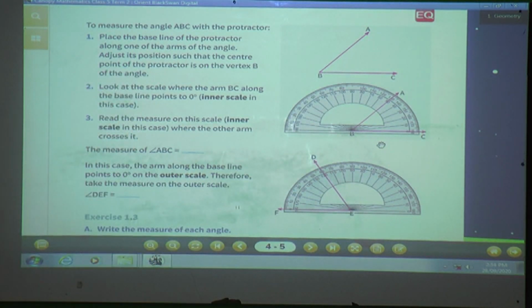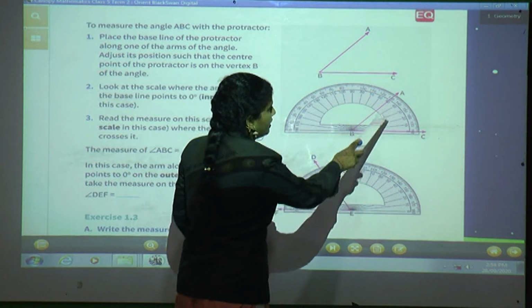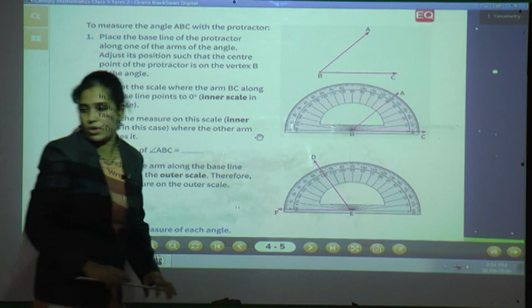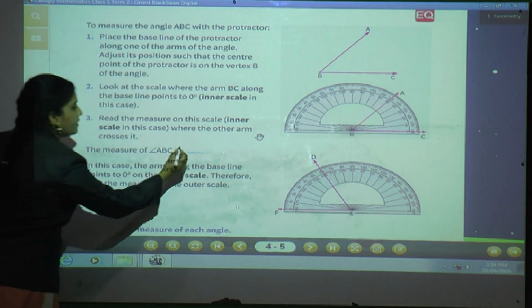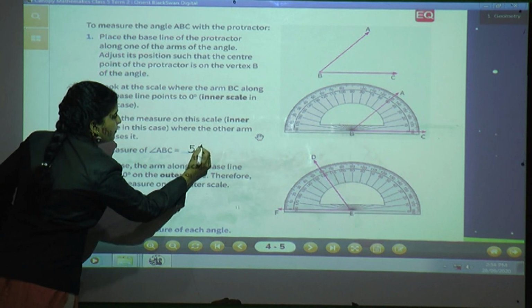Now read the measure of this scale, inner scale. What is the measurement? See here, 50 degree. So the measure of angle ABC is 50 degree.